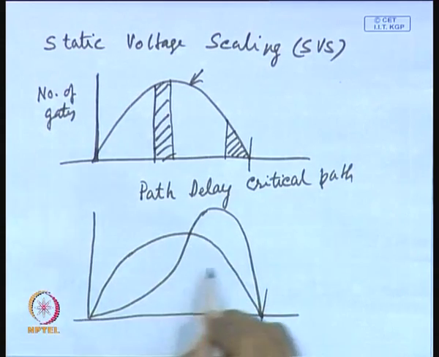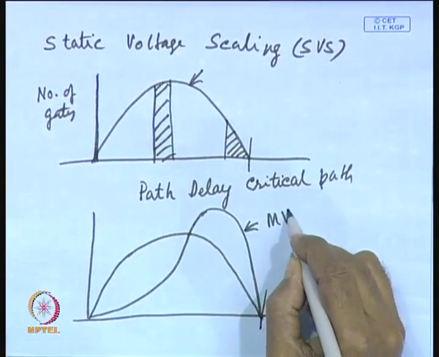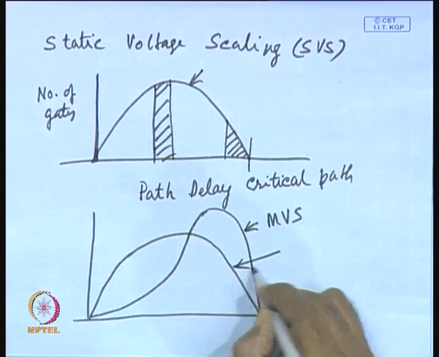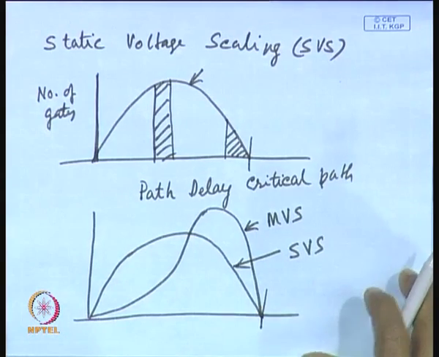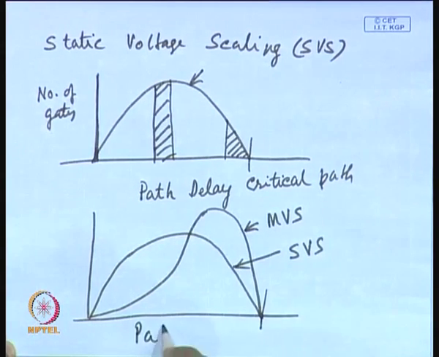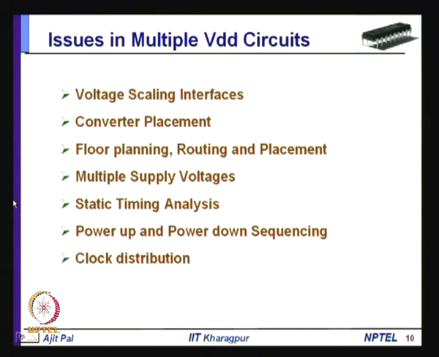How are they pushed towards this larger delay? By assigning lower supply voltage. As you assign lower supply voltage, their delay will increase. That means more paths will have larger delay. This is how it is modified whenever you do multi-level voltage scaling, and this corresponds to single voltage scaling. So, you can see how the path delay modifies as you go from single voltage level scaling to multi-level voltage scaling.